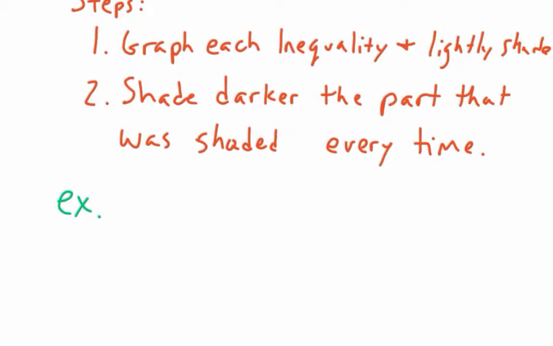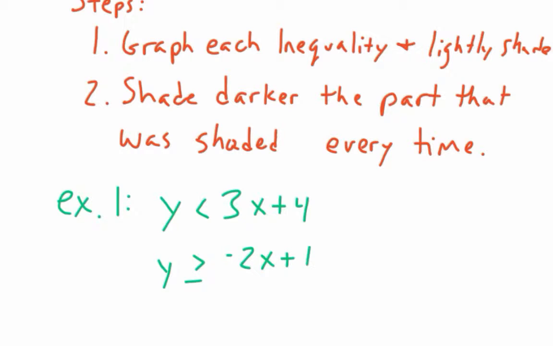Example 1. I'm going to say y is less than 3x plus 4, and y is greater than or equal to negative 2x plus 1. So that's going to be my system of inequalities. And it's going to be kind of obnoxious. I'm going to try to jump back and forth between 2 pages just so I don't run out of room. But I'll come back to that in just a second.